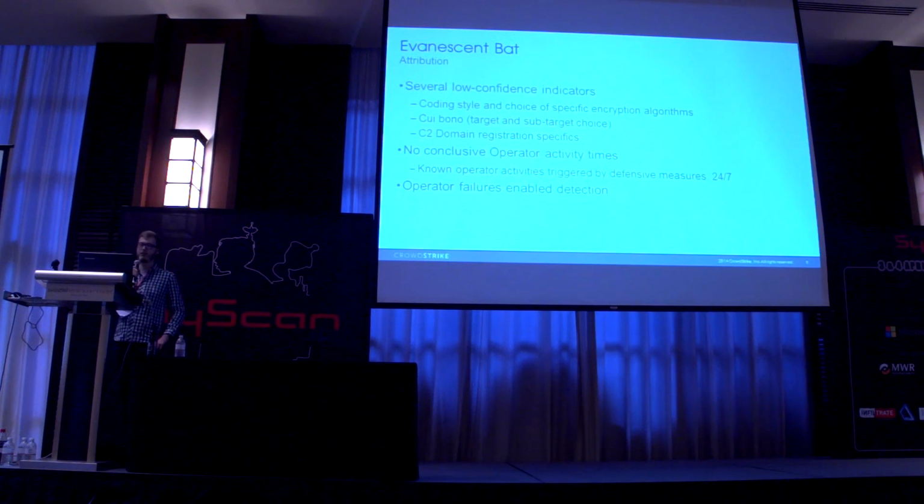We can look at who's benefiting from this intrusion, what target selection they had, and also the sub-target within the target. As I said, it was IT organizations, right? And looking at C2 domain registration specifics, so not saying that because it's .ru it must be Russia, but when it was registered, from where, in which language, and so on. For this specific intrusion, there are no conclusive operator activity times. Sometimes you see people working 9 to 5 in a British time zone, so it's probably GCHQ, right? But in this specific case, they were active 24/7 and they responded immediately to operational friction.